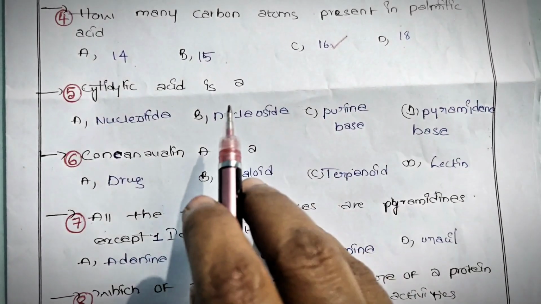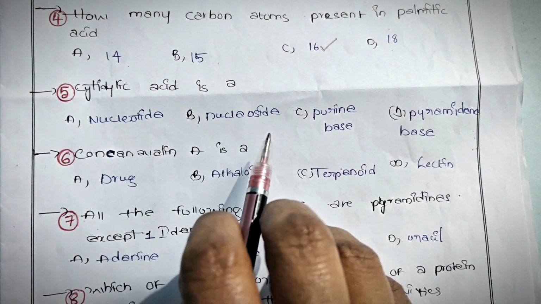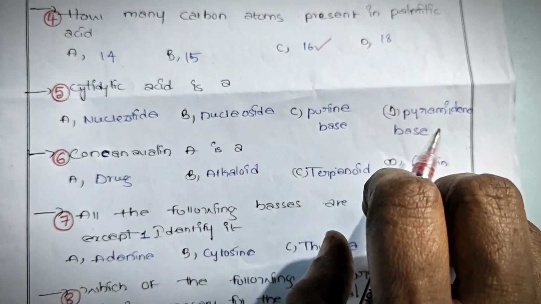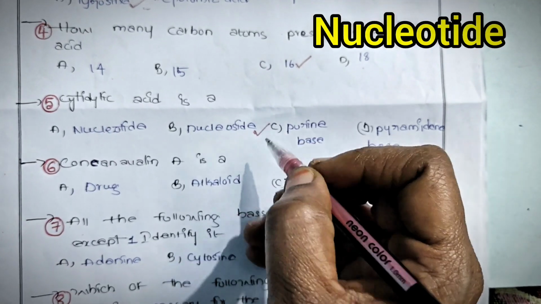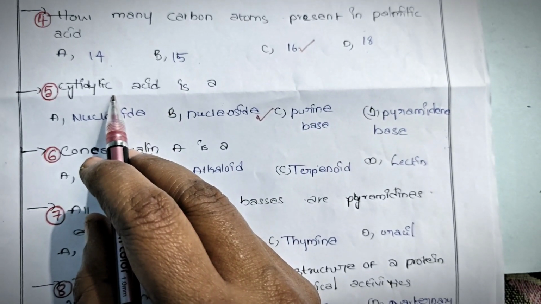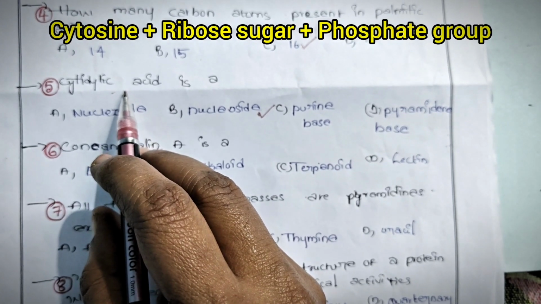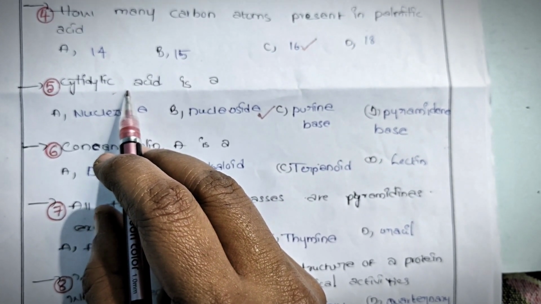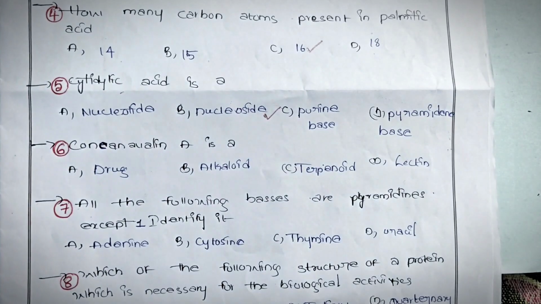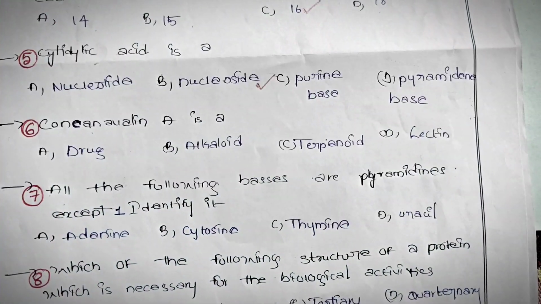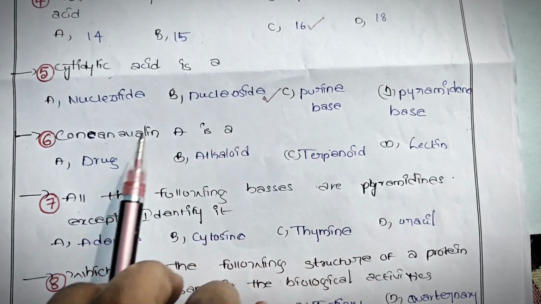Cytidylic acid is a, options are nucleotide, nucleoside, purine base, pyrimidine base. Cytidylic acid is a nucleotide. This nucleotide consists of cytosine, ribose sugar, and a phosphate group. So it is a ribonucleotide that is present in RNA. So cytidylic acid is a nucleotide. Let's see the next question.